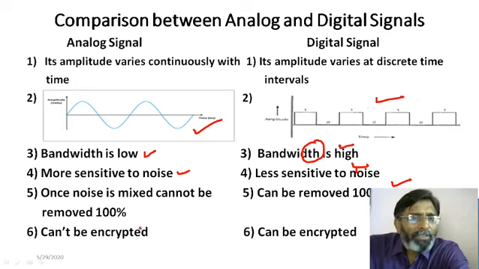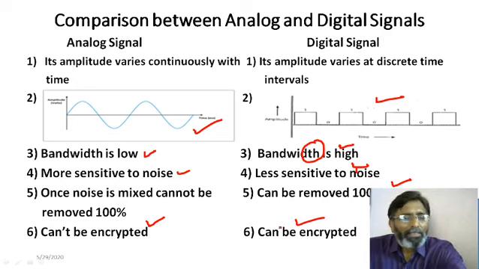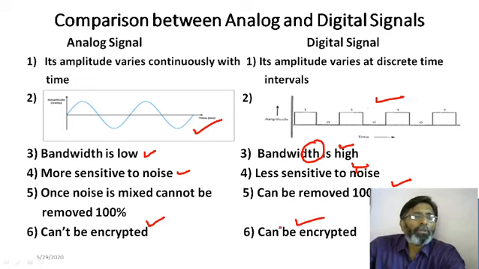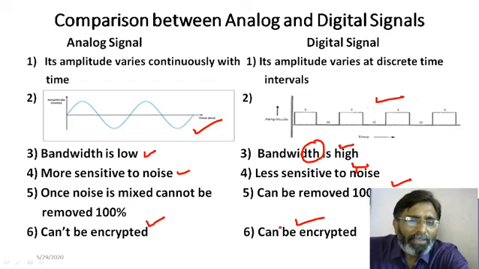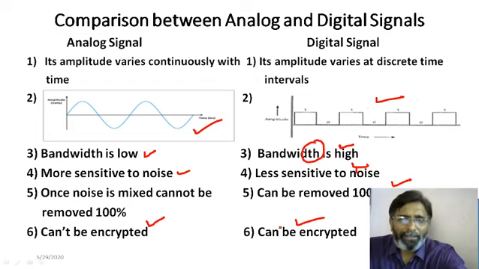Another important feature is that an analog signal can't be encrypted, whereas a digital signal can be encrypted. This encryption is very important when we talk about the security of information, and in today's world we send our information quickly at the click of a button from one location to another location on the globe. In this case, the security of the information is very important, and that is possible only in the case of a digital signal. So, these are some of the important features of analog and digital signals.